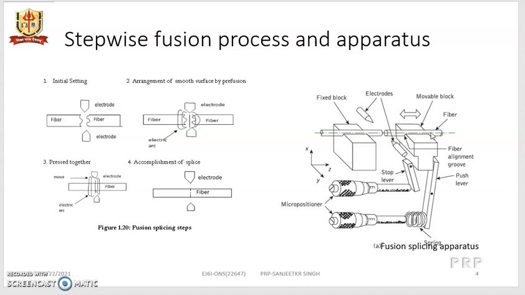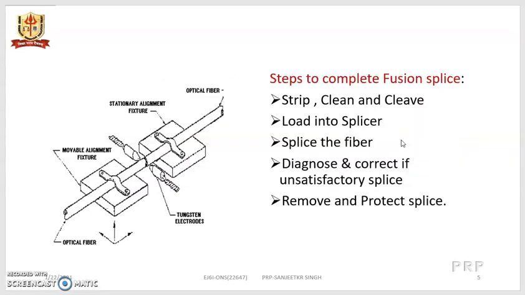So one end is a fixed block, whereas the other end is movable, that can be controlled at microscopic level using a micro positioner. And these are two tungsten electrodes for providing the arc and localized heating of these two ends, and axial pressure is applied along this movable block. And this is how a permanent joint is formed.